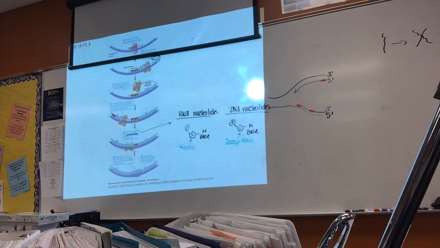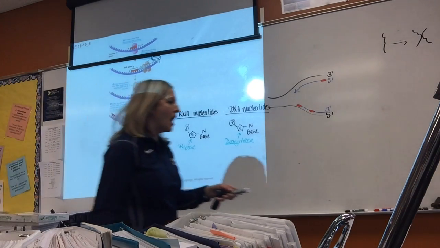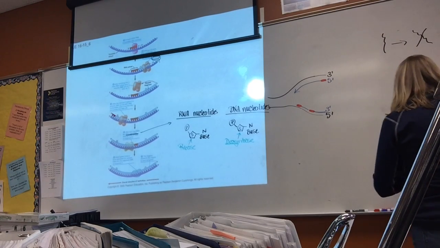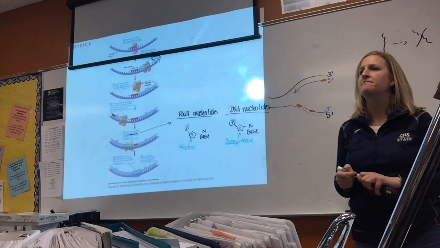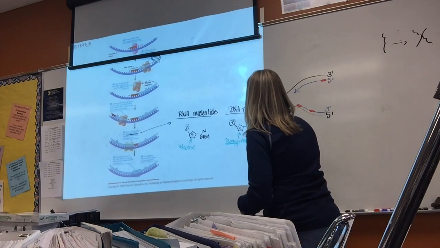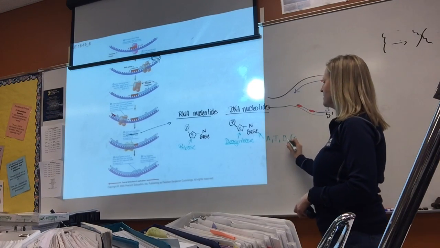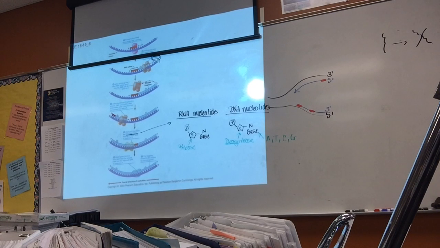What's the second difference in the nucleotides? The nitrogenous bases are different, or one of them's different. Okay, that's right. Nitrogenous bases are different. Let's do DNA. What are the nitrogenous bases in DNA? Anybody remember? Yeah, this is your A, T, C, and G. Adenine, thymine, cytosine, and guanine. All right? 3 of those are the same in RNA, and 1 is different. Can somebody tell me what RNA has that DNA does not have?